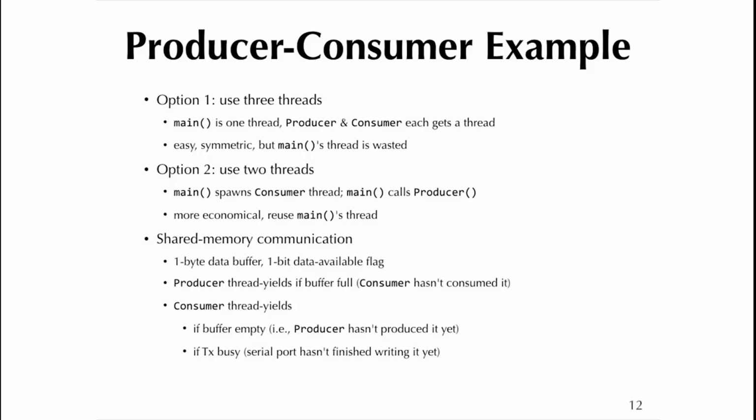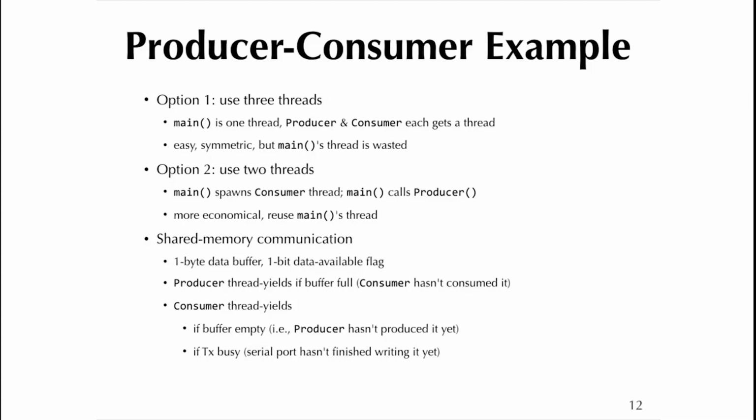Then you say, that's kind of wasteful, isn't it? I mean, if I want a producer and a consumer, and if my main never really needs to do anything else, I should be able to just reuse main as one of the threads. Yes, you could. So that's option two. You could do it one way or the other.